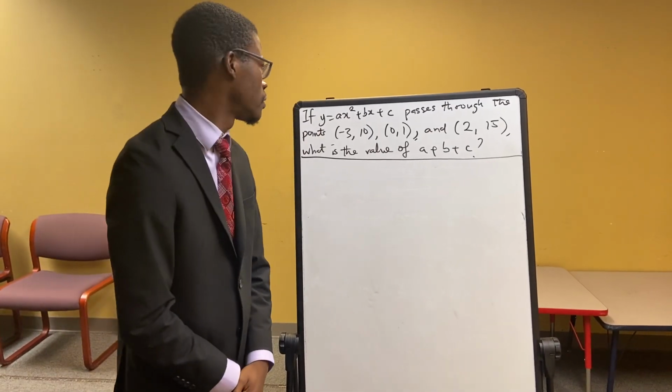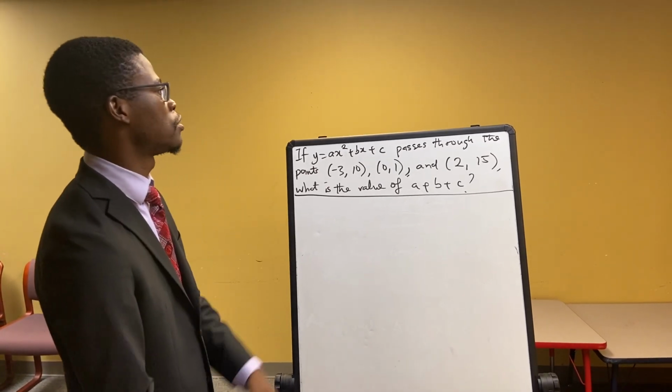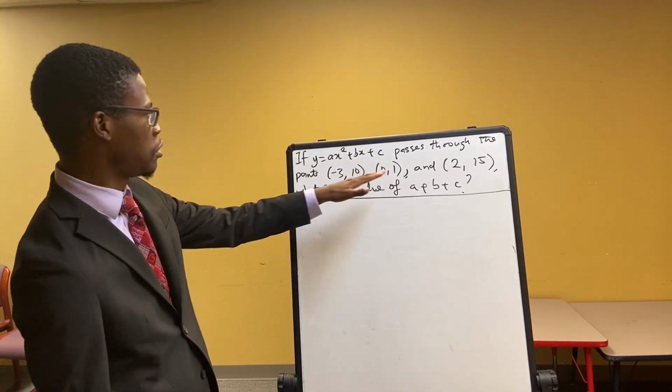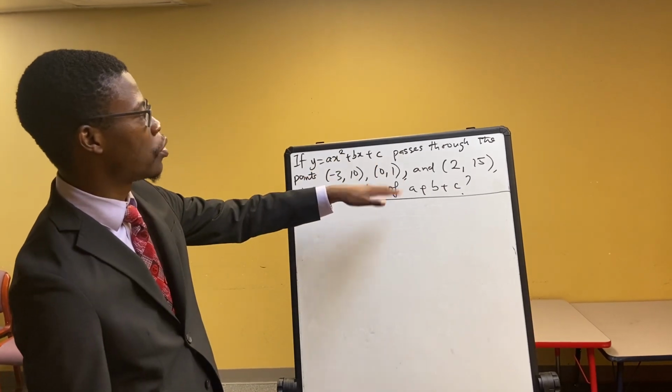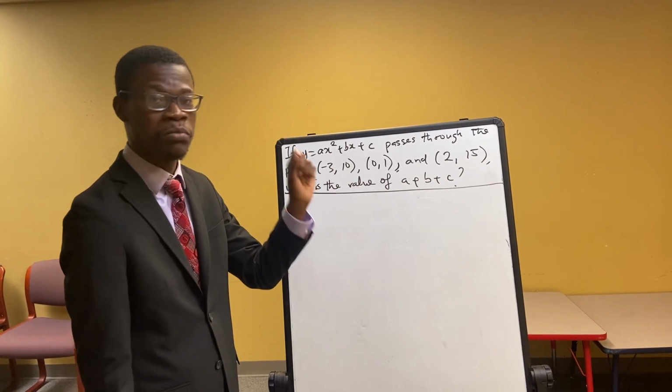Today's question says if y equals ax squared plus bx plus c passes through these 3 points, negative 3, 10, 0, 1, 2, 15, what's the value of a plus b plus c?